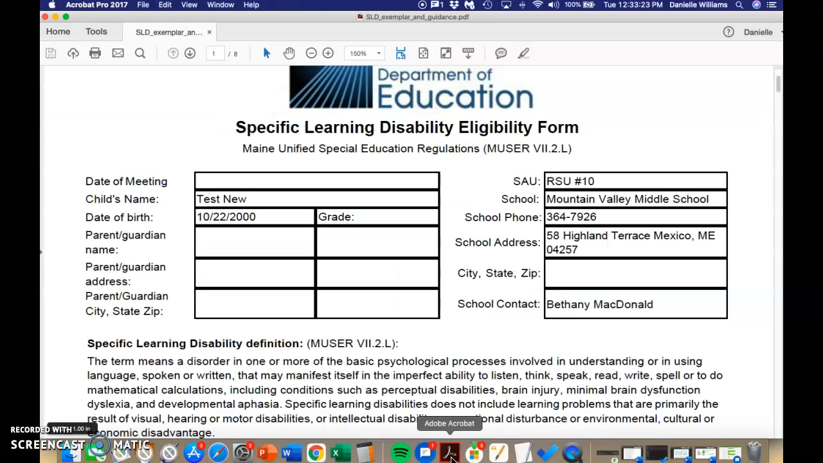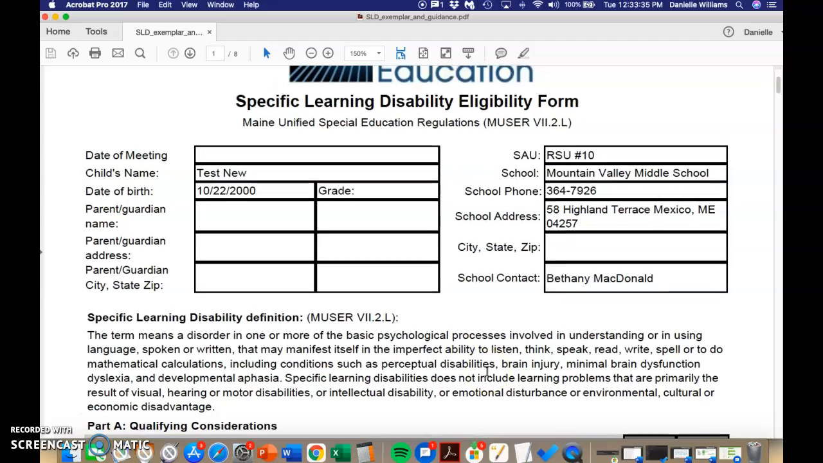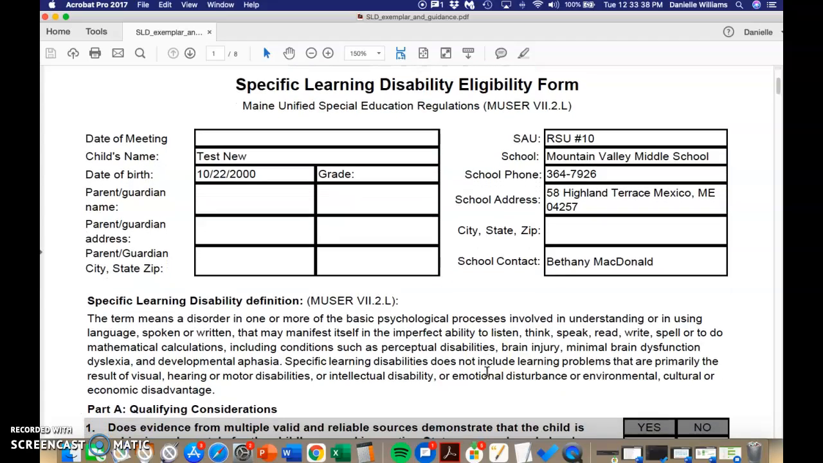You will use this form anytime that SLD was a part of a referral question. That includes whether or not the student actually presents with an SLD, if one was found or not found during testing. You will use this form to indicate whether they qualify or do not qualify.